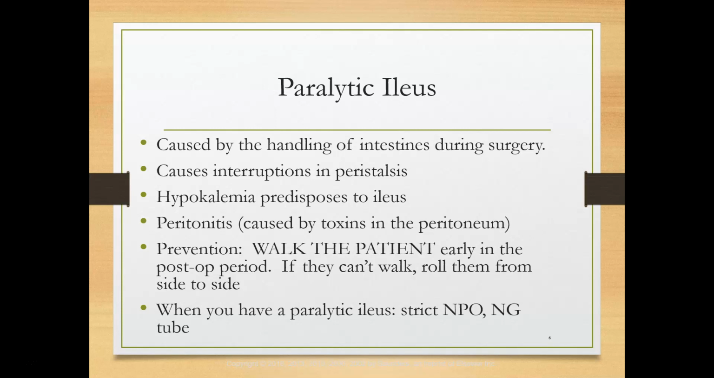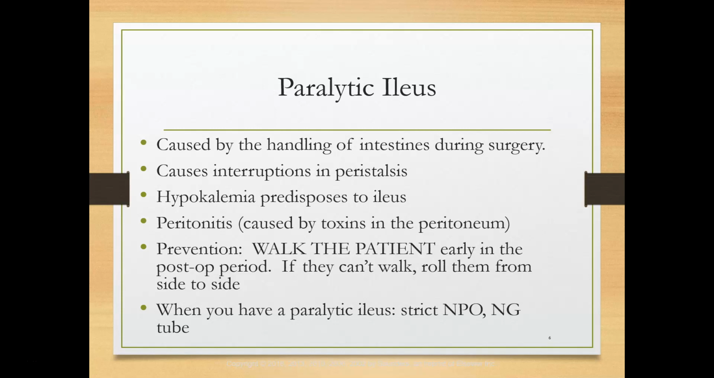Paralytic ileus. It's caused a lot of times by handling of the intestines during surgery. It can cause interruptions in peristalsis. Hypovolemia can predispose a person to ileus. Peritonitis caused by toxins in the peritoneum can cause a paralytic ileus. How do we prevent these?